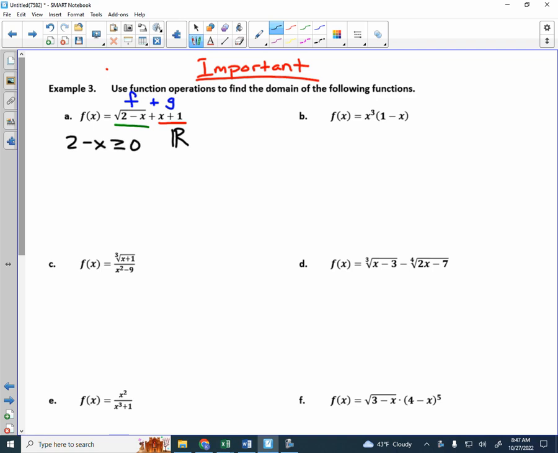Yep, 2 minus x is greater than or equal to 0. So now as I solve, I subtract 2, and I get negative x is greater than or equal to negative 2. Divide by negative 1, x is less than or equal to 2.